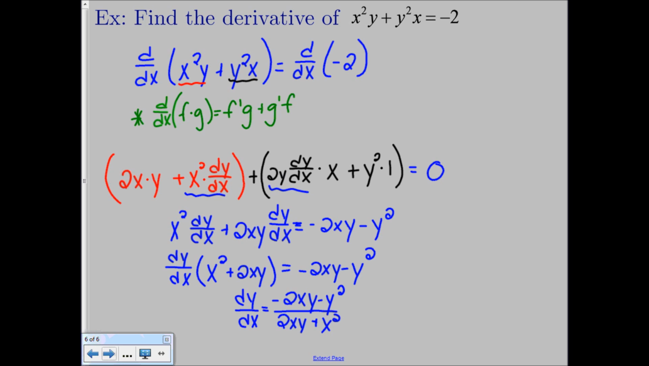Okay, so that's the end of this video. There is another video for implicit differentiation if you want to watch that, which is going to go over finding the second derivative of functions that use implicit differentiation and how to use implicit differentiation to find the equation of a tangent line.